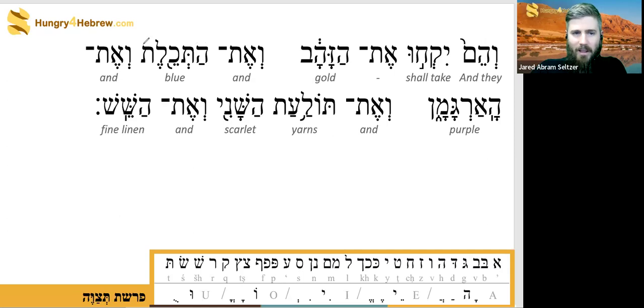Ve'et ha'techelet, ve'et ha'argaman, ve'et tola'at hashani, ve'et hashesh. So here we only have one construct chain right there. And in fact, because of this hyphen, you're going to read the whole thing as one word.